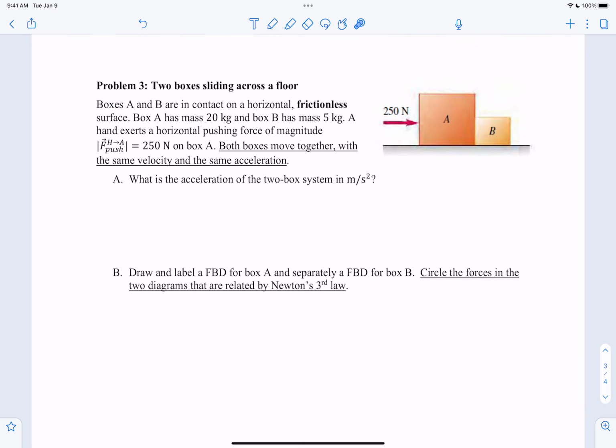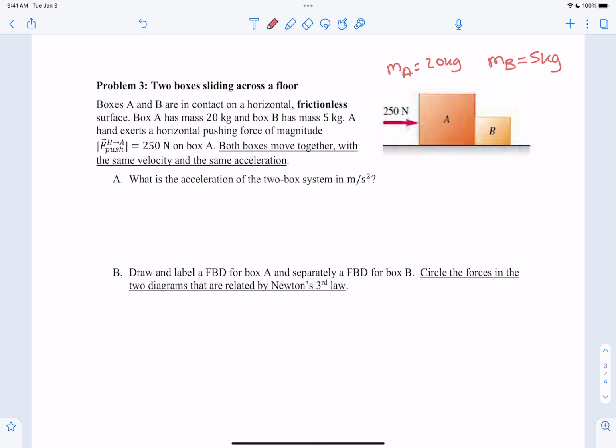But boxes A and B are in contact on a horizontal frictionless surface. So to begin with, we don't have any friction. We can ignore that. Box A has mass 20 kilograms, so mass A is 20 kilograms. Mass B is 5 kilograms, right? And we have this push force, hand on A, equal to 250 newtons. That's the magnitude of the force. Both boxes move together with the same velocity and the same acceleration.